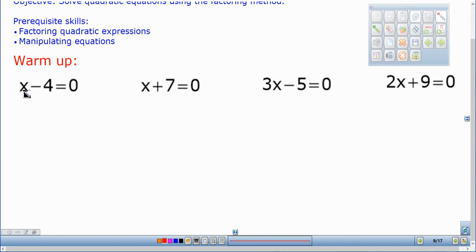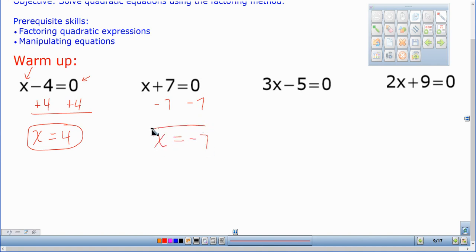They really shouldn't take us long. We're trying to get x by itself. So if I add 4 to both sides, that would isolate the x, leaving me with x equals 4. So if I plug in a 4 right here, 4 minus 4 would give me 0. And you'll find out later why this is so important. If I do it here, I subtract 7 from both sides, I would get x equals -7.